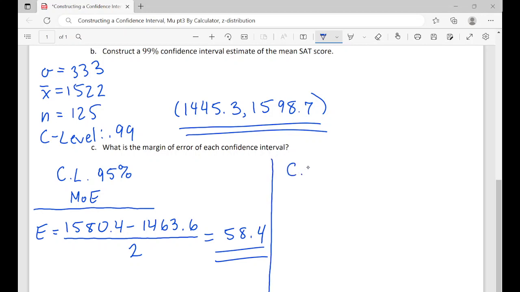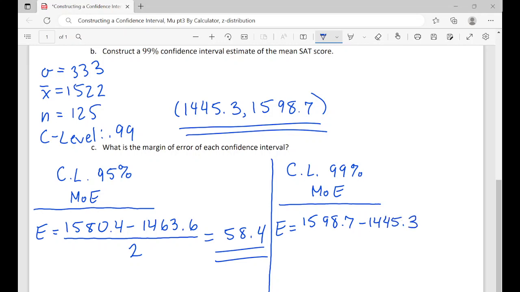Now, the confidence level that was 99%. And we want its margin of error. So again, highest minus lowest divided by 2. So 1598.7 minus 1445.3 divided by 2. And again, we do the arithmetic here. We're going to get a 76.7 margin of error.